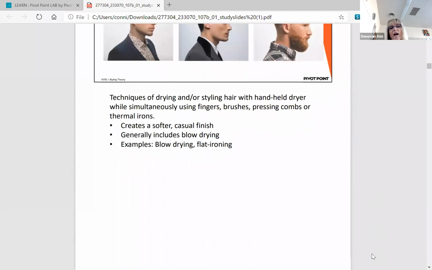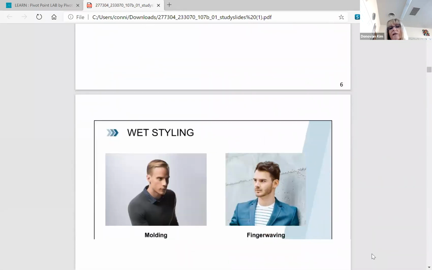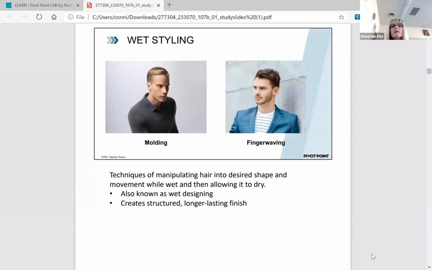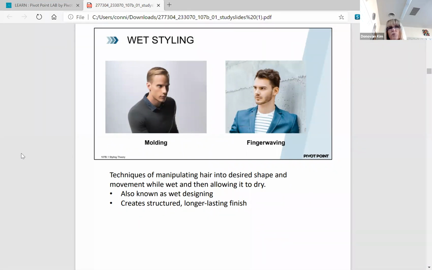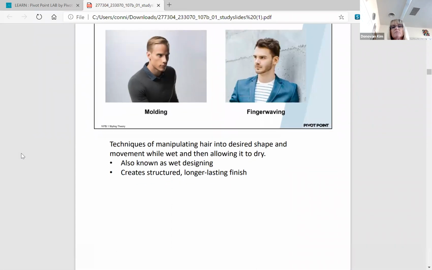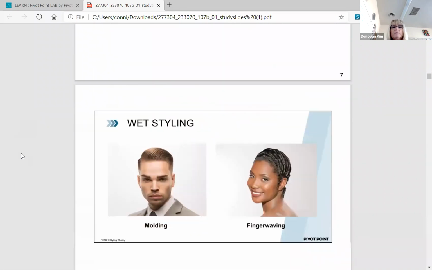Okay, now our wet hairstyling, you have molding, you have finger waving. Okay, this is what's done when your hair is wet. You have wet hair, you mold it or you wave it into that actual area that you want the hair to be, and you leave it alone till it dries. Or you go underneath the hair dryer, like one of those you sit under, or a lamp to dry it. Instead of just blow drying it, you just let it dry on its own, or more natural looking.